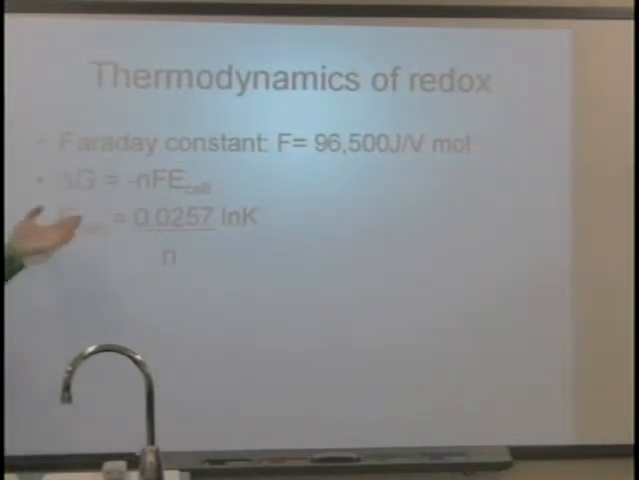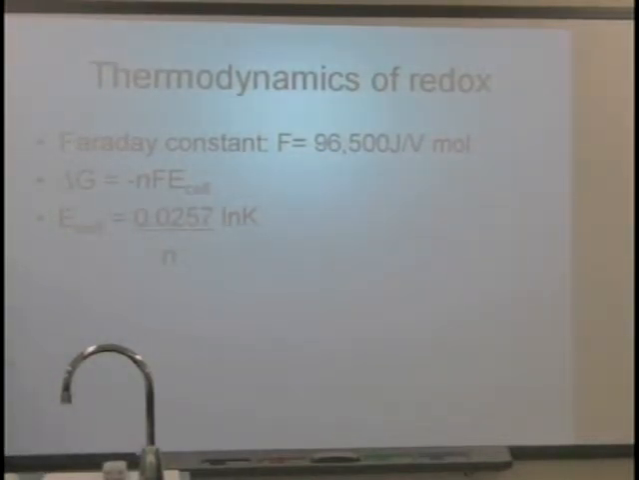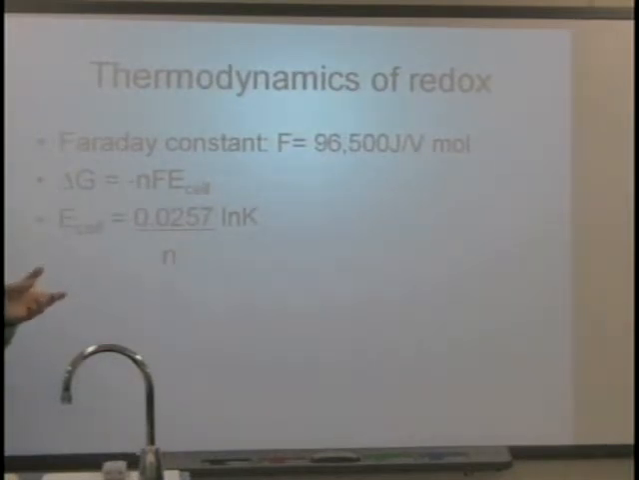Here's another way to solve for the E of the cell: the natural log of K, where K is going to be the equilibrium constant, divided by our n value as well. Again, I'm uncertain if you need to use either of these equations, but at the same time our book goes over it, so I'd like to at least introduce it to you.